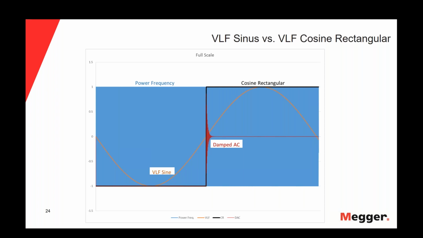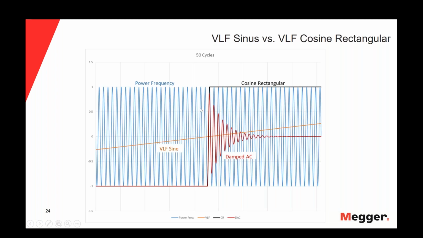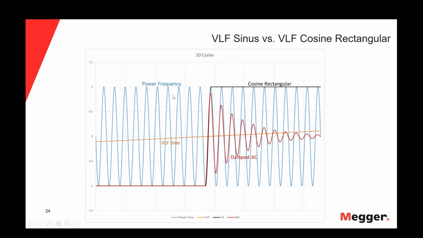Okay, thank you, sorry. So in this slide, what we are seeing is the three wave shapes I mentioned in the previous slide. The orange one is the VLF sinus, the black one is the cosinus rectangular wave shape, and the red one is the damped AC. And the blue one is the power frequency. So when we go through the different cycles, you can see what I mentioned, the change of polarity of the power frequency.